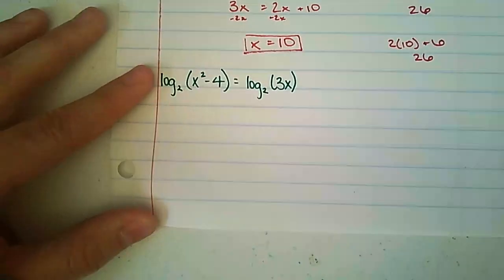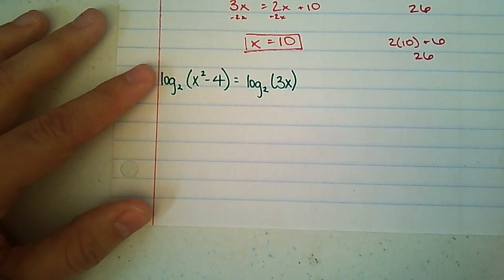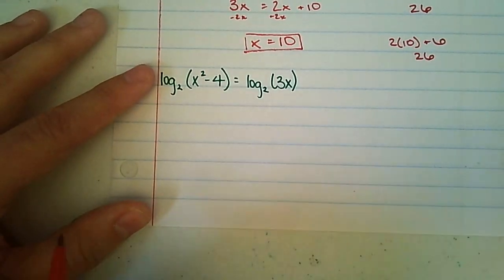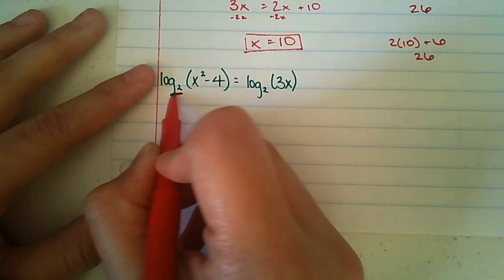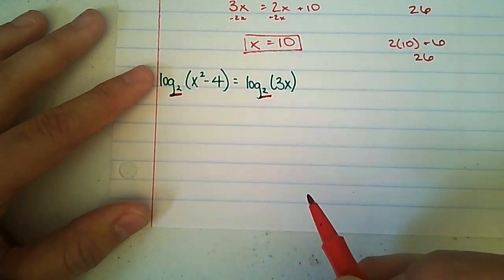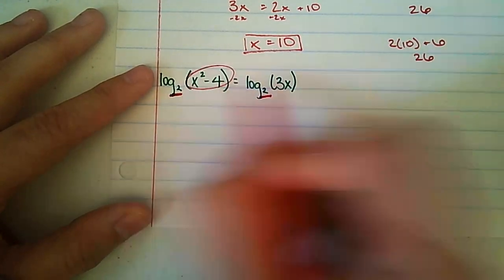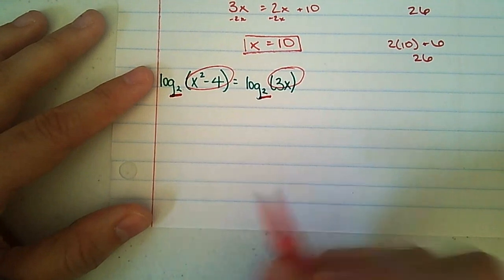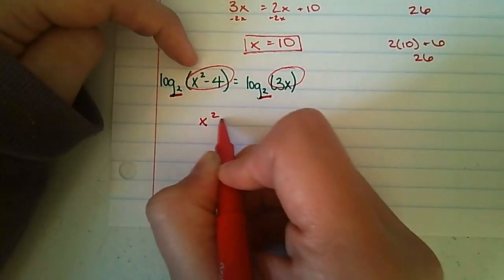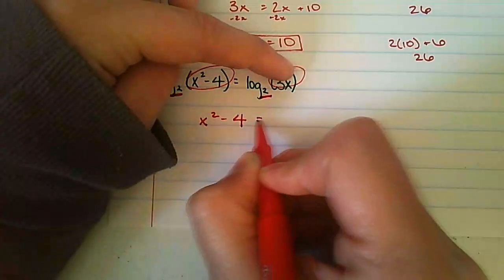All right, let's go ahead and do another one then. So we have log base 2 of x squared minus 4 equals log base 2 of 3x. So again, following that rule, when our bases are the same, we can set our arguments equal to each other. So I'm going to have x squared minus 4 equals 3x.